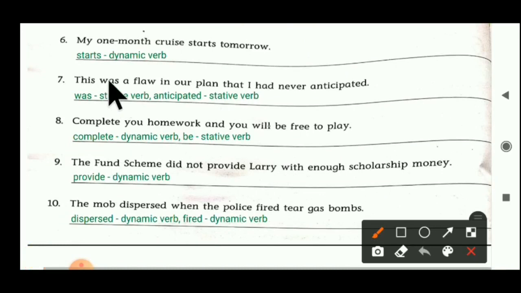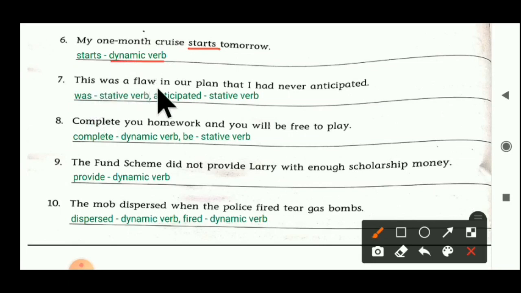See here. My 1 month cruise starts tomorrow. Here starts is a verb. Starts shows the action, we can say that. So it's a dynamic verb. Number 7.